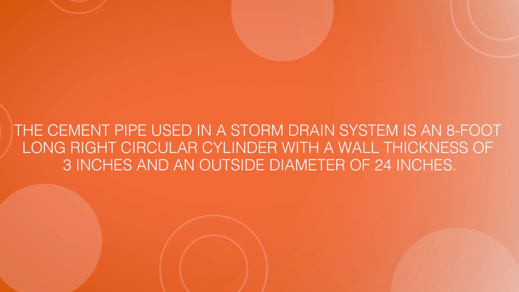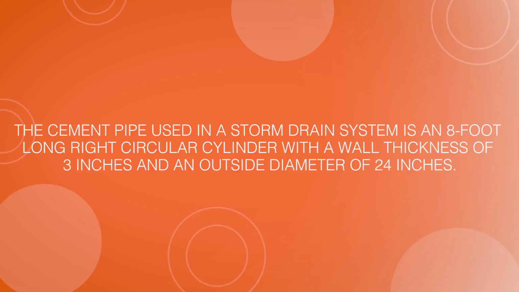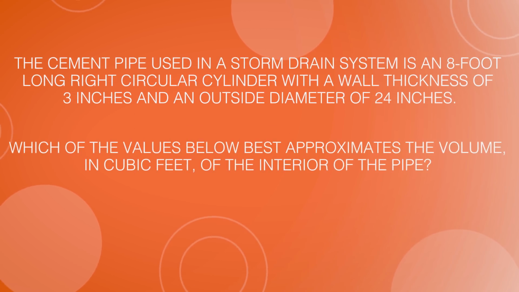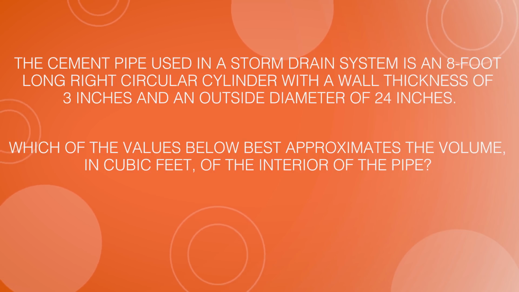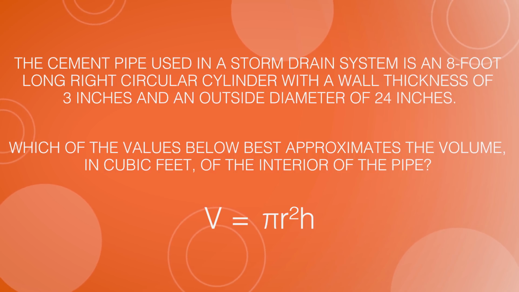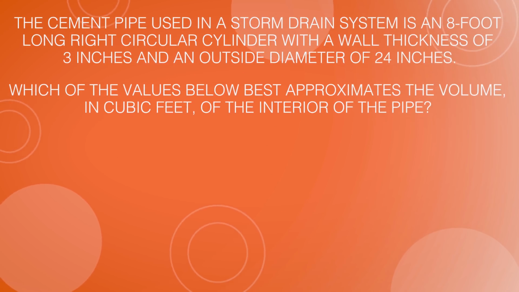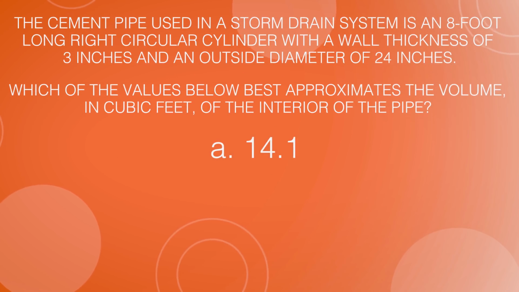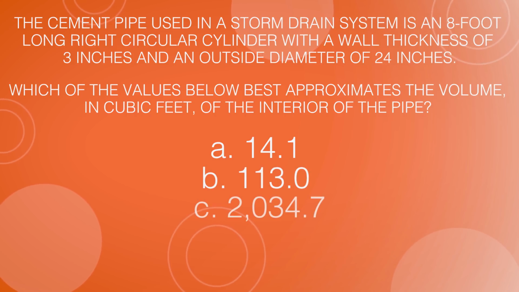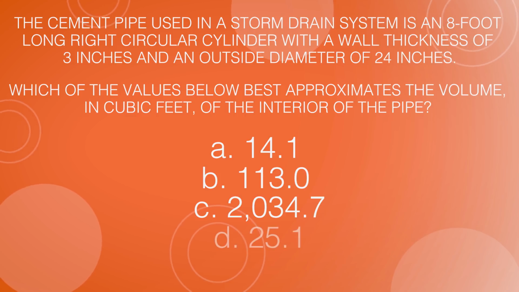A cement pipe used in a storm drain system is an 8-foot-long right circular cylinder with a wall thickness of 3 inches and an outside diameter of 24 inches. Which of the values best approximates the volume in cubic feet of the interior pipe? The formula for the volume V of a right circular cylinder with a radius of r and a height of h is V equals pi r squared h. The answer options are A, 14.1, B, 113, C, 2,034.7, or D, 25.1.